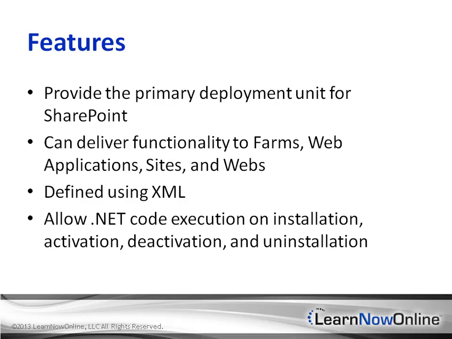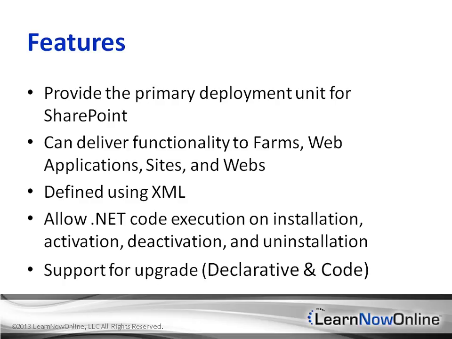For example, if you have a feature that is going to provision a list, possibly you're just provisioning that list through code using the object model, then you would have that code in the activate event. And then maybe when you turn the feature off, you don't want that list to be in your site anymore at all, so maybe that list gets deleted or hidden. That code you would put in the deactivate. They also have support for upgrade, both declaratively, so you can do upgrades in your declarative XML, and also in your code.